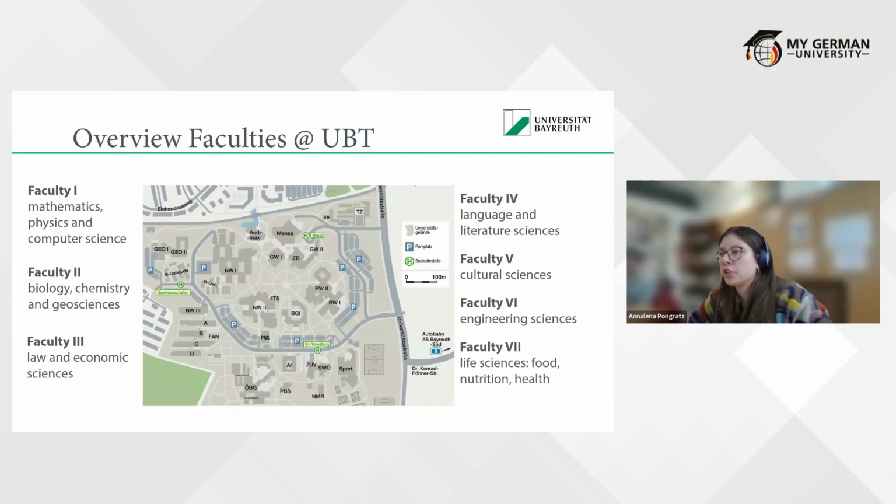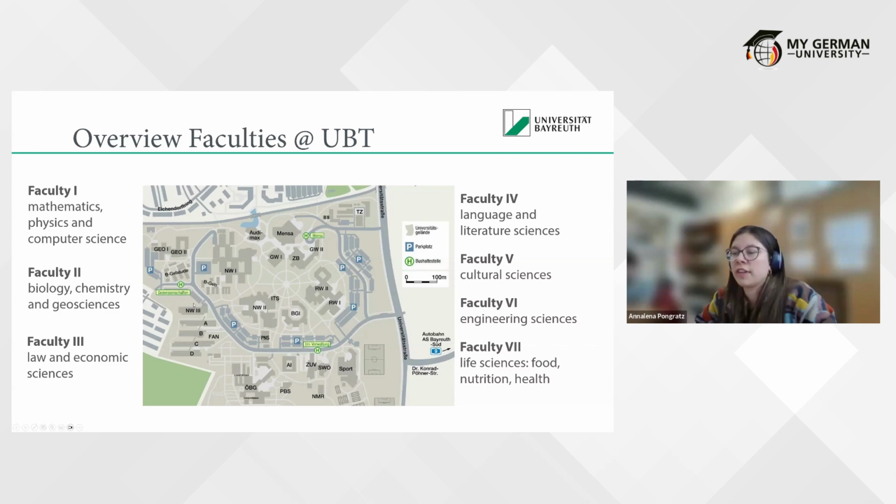Just a quick overview of the University of Bayreuth. As already mentioned, we have a campus university, so everything is in one place. We have 7 faculties. The DSMSE program will be situated in the 6th faculty, the engineering science faculty, which is on the side of the campus here.